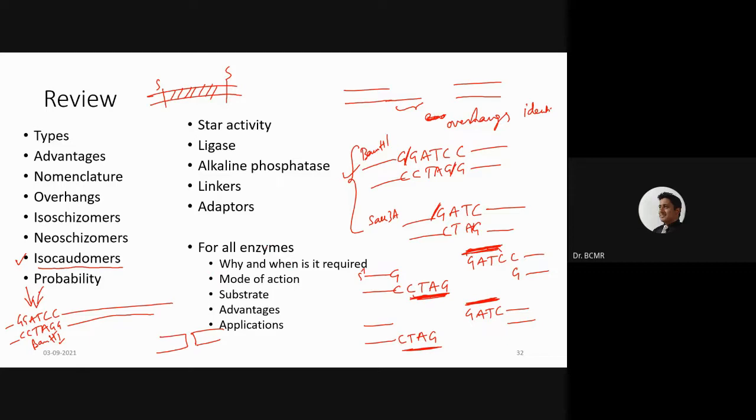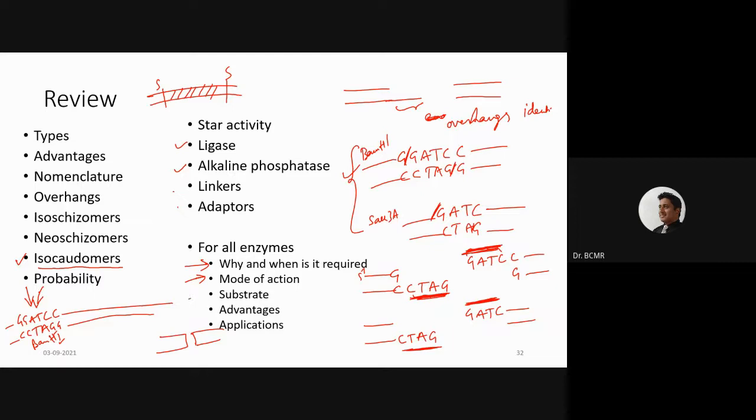There are some more things that we need to discuss today: ligase, alkaline phosphatase, linkers and adapters. We'll see if we can fill it or not. For all the enzymes, you should know why and when it is required, and the molecular mode of action. These are things you would have studied before; they come from biology or basic science. I would want you to go back to your textbook and try to find those things.